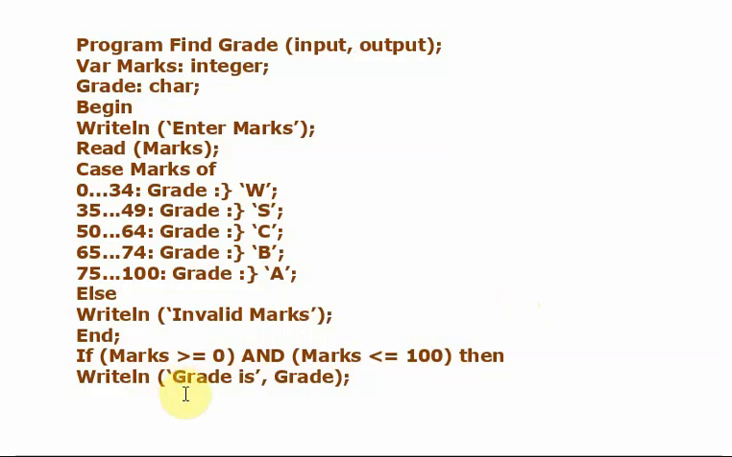Then writeln grade is grade, right? Why? Here we are defining, no, here, grade is actually the char, no? Here grade is char, so we are defining it here. So this is the simple method, right? Take the variable here, then define it here. These colons, these brackets, all we need to type accordingly.